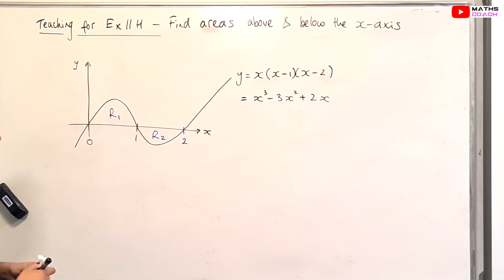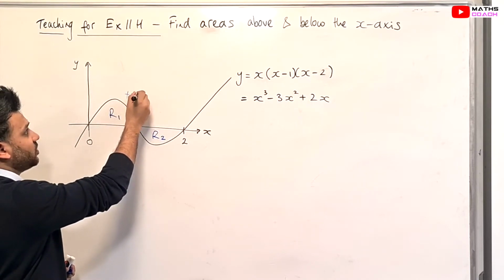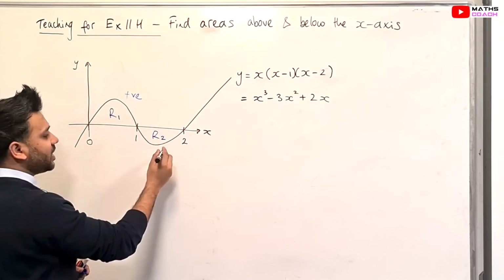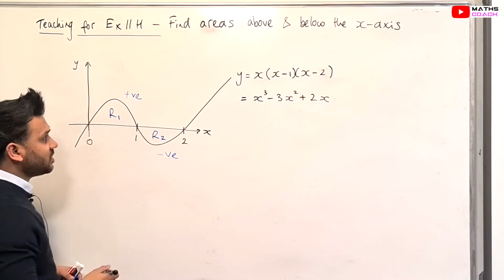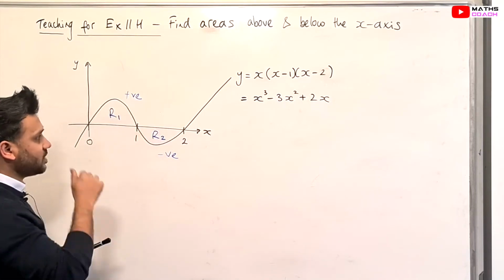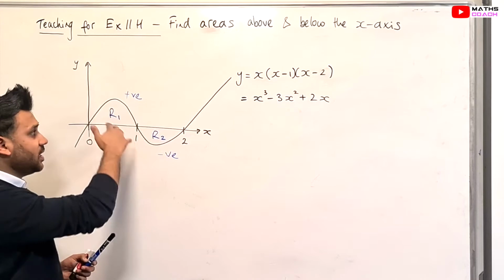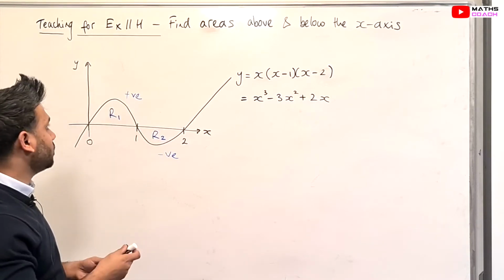Now, from PM1, you should know that the area above the x-axis is considered to be a positive area, and the area below the x-axis is considered negative. And if you're working out the total area between the curve and the x-axis, we obviously have to make all areas positive and then add them up to work out the total area.